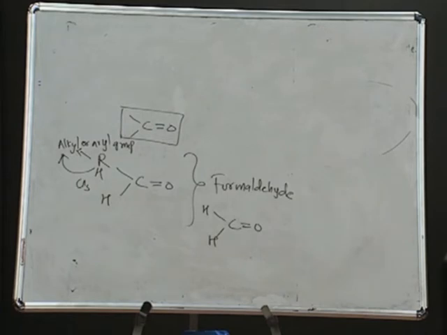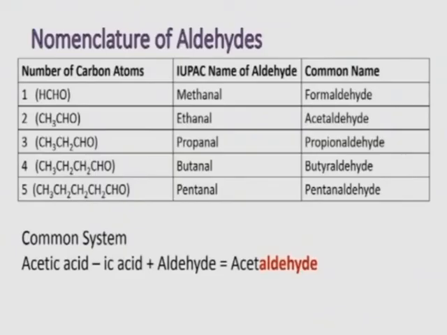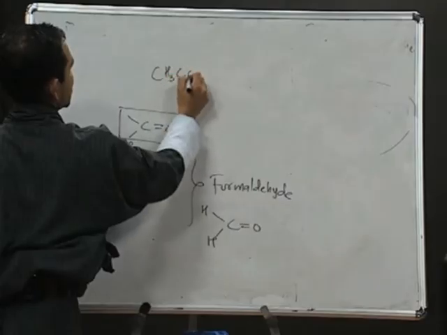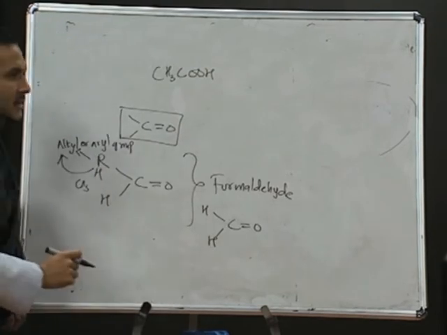Nomenclature of aldehydes. Whenever we try to name an aldehyde, we have two systems of naming: one is the common name, and the other is the IUPAC name. It is very important to know that a common name is always derived from the name of the acid. For example, acetic acid, CH3COOH.